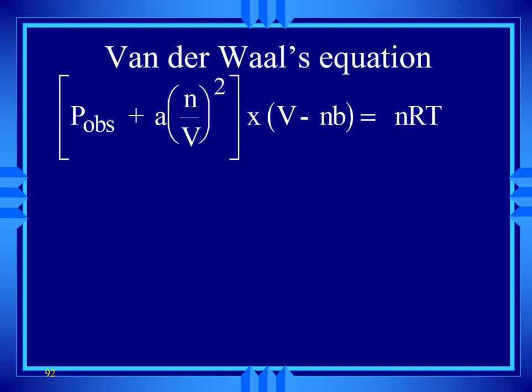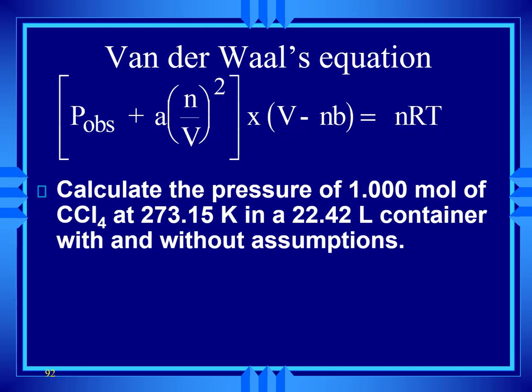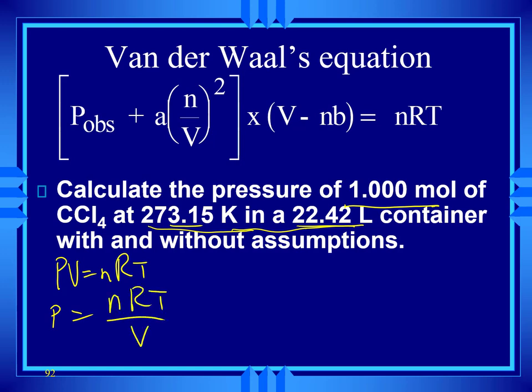So let's try this question. Calculate the pressure of 1 mole of carbon tetrachloride at STP, 273.15 K in a 22.4 liter container, both with and without the assumptions. So first let's do it without the assumptions. Without the assumptions, I can use the ideal gas law, PV equals nRT, and they give me moles, temperature, and volume, so I can find P equals nRT over V.